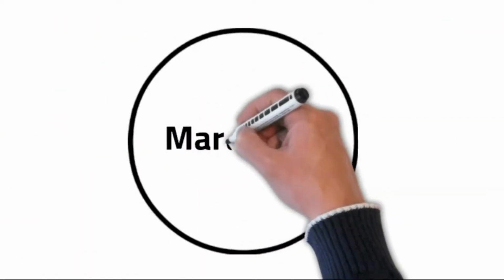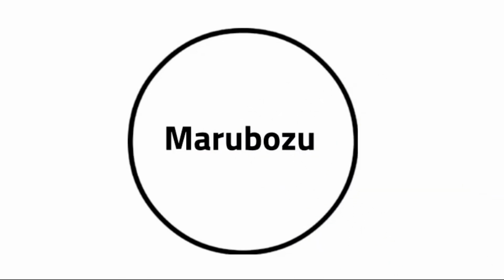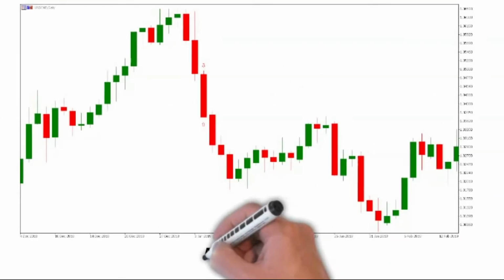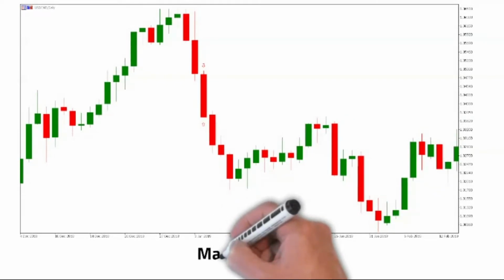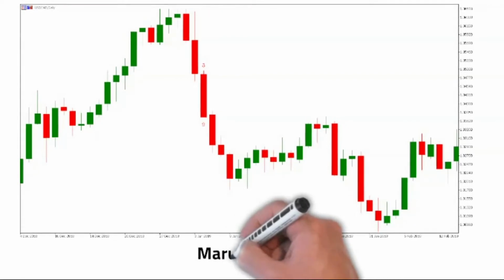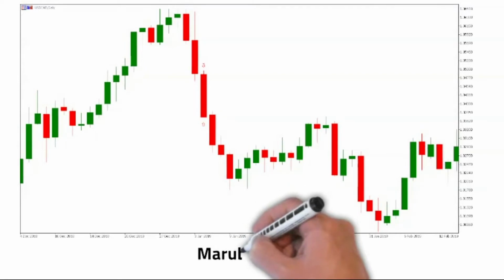The next pattern we will look at is called Marubozu. The word Marubozu translates to shaved head in Japanese. So a Marubozu candlestick is a shaved candle, meaning it has no shadow or wick. You can have a bullish Marubozu. This means that the candle opened at its lowest price and closed at its highest price. This is a very strong bullish candle, as it shows that buyers were in control of the entire session. It usually becomes the first part of a bullish price movement.